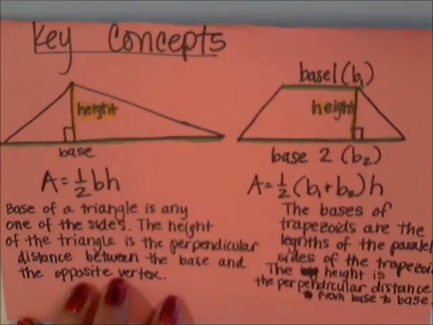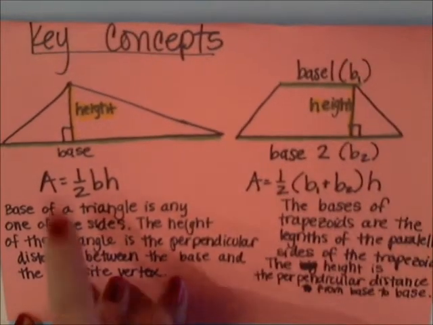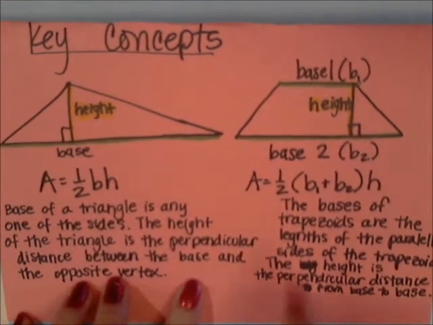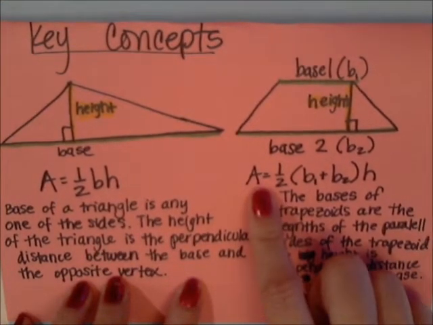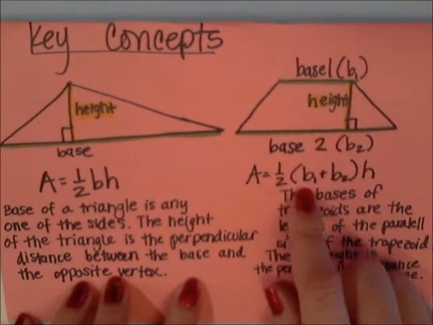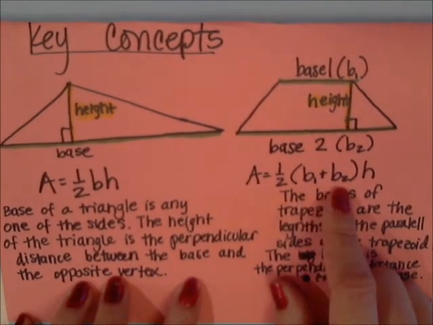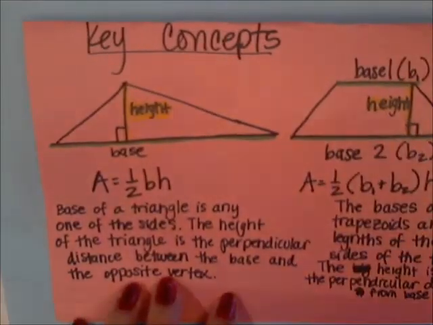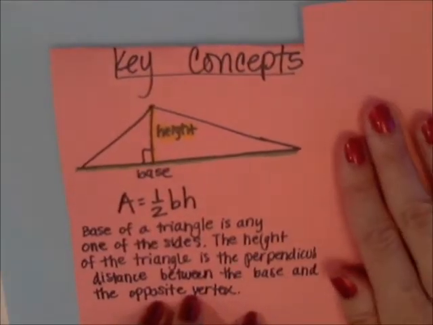The formula for a triangle is area equals half times base times height, and the area of a trapezoid is half times the sum of base 1 and base 2 times height. Let's just focus for now on the area of a triangle.